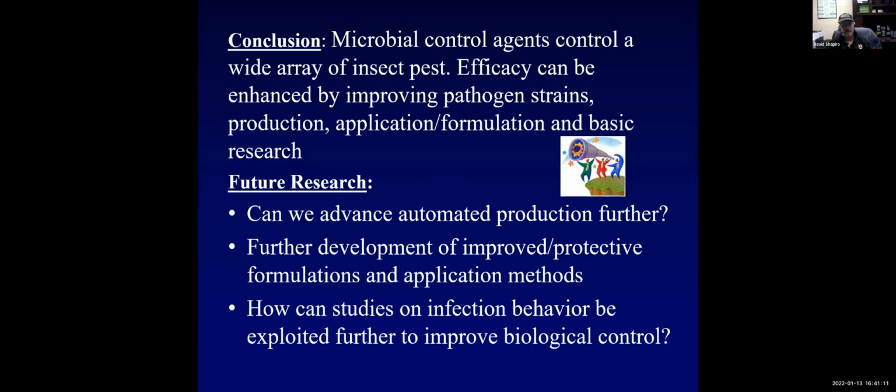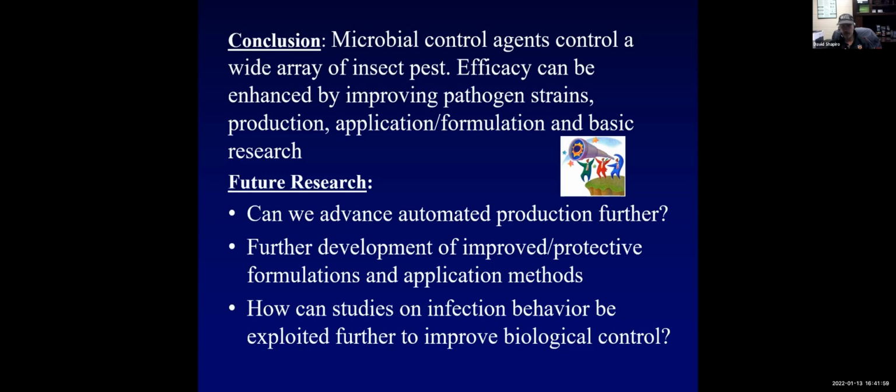In conclusion, we see that microbial control agents do control a wide array of insect pests. Efficacy can be enhanced by improving the organism's production and application formulation systems, as well as basic research. Some of the research we'll be doing in the future is, can we advance automated production further? Is it feasible to have better in vivo production systems? Can we make some systems that the farmers can use themselves to produce their own nematodes? Further development of protective formulations and application methods.